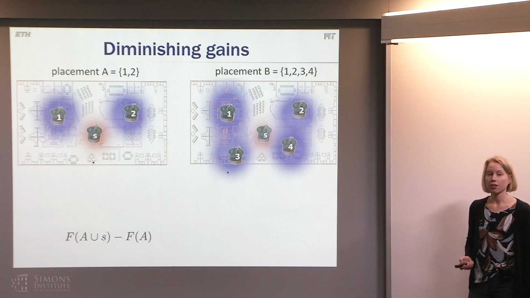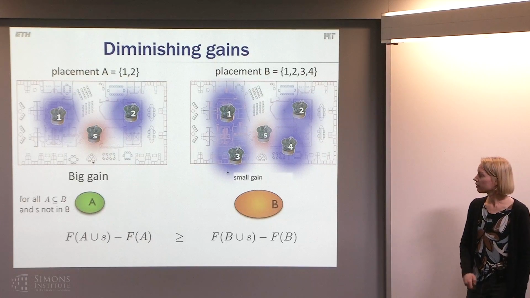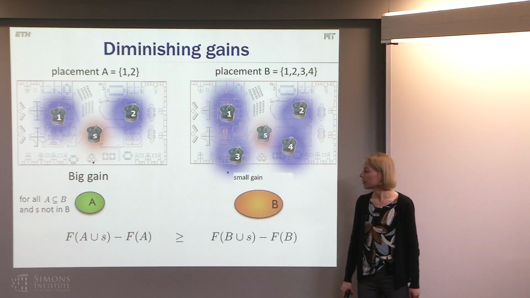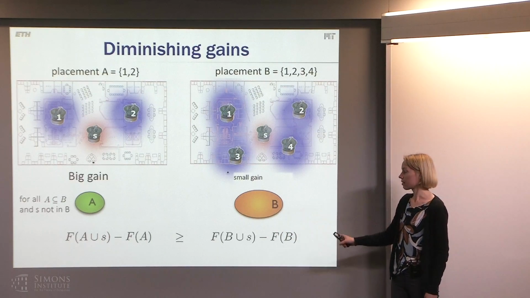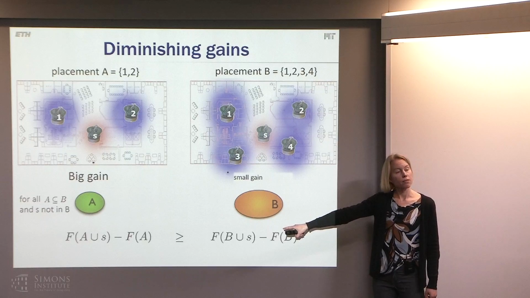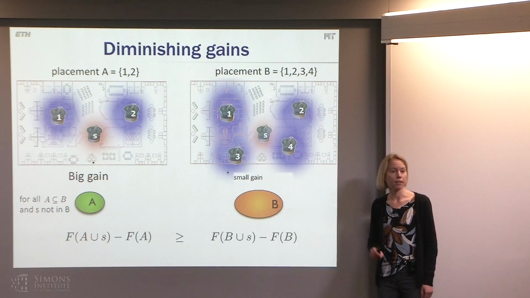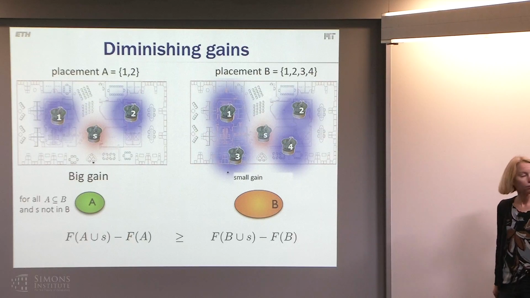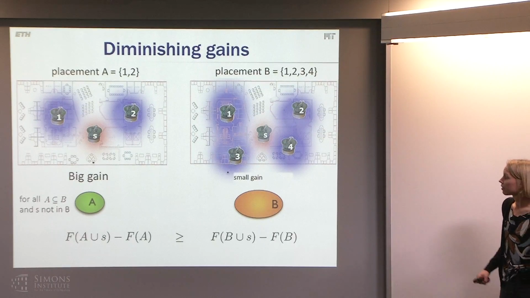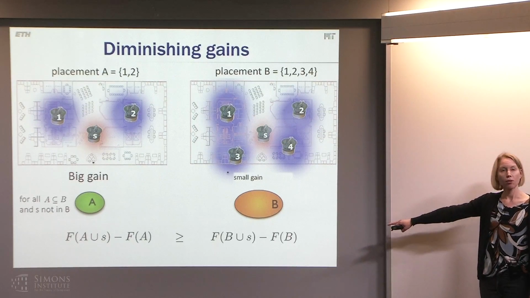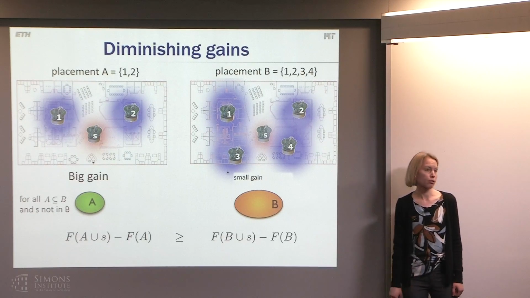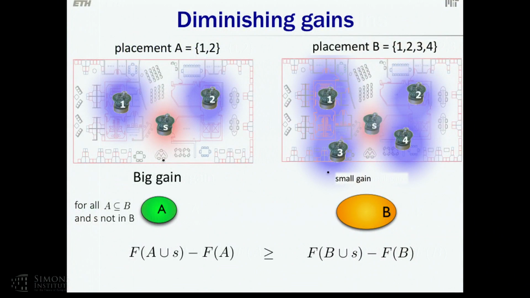So they are diminishing gains, essentially. So that's the inequality: A is a subset of B. If I add S to A and I add S to B, then the gain that I get with a smaller set is always larger than the gain that I get with a bigger set. That's a pretty intuitive inequality, I think. This is one of the two inequalities that I want you to remember for today. This is the diminishing returns property. And if my set function has this property, then it is a submodular function.